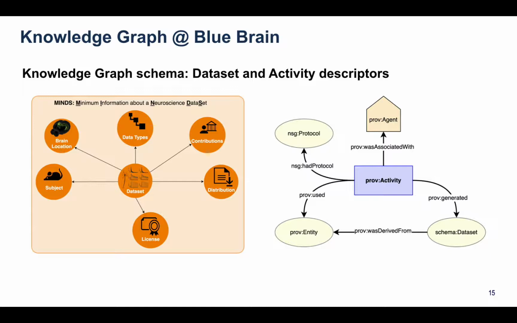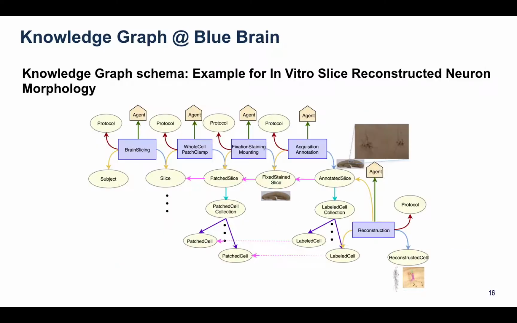We call it the knowledge graph schema. It's a descriptor for the type of activities we care about. We use some schema.org specifications. I'll pass quickly. And this is the type of pattern you could see in a knowledge graph. For example, this is morphology data here, and this is the whole business, scientific process, and technical activities that led to the generation of that data.